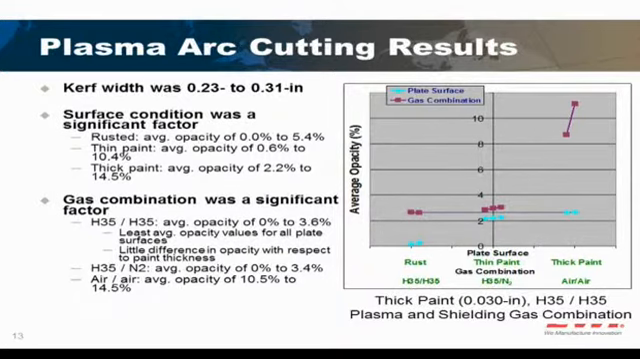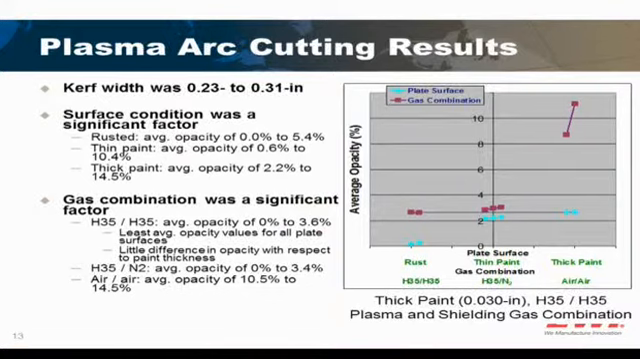Nitrogen produces the second lowest amount of fume, and oxygen or air produces the highest amount of fume. So we carried that information into our work, and we looked at three different plasma and shielding gas combinations. We looked at air-air, which is your cheapest option. We looked at H35 and nitrogen: H35 for the plasma gas, nitrogen for the shield. And we looked at H35 for both.